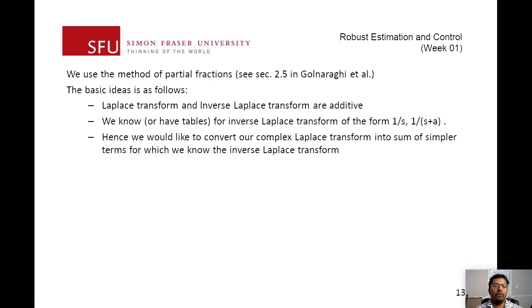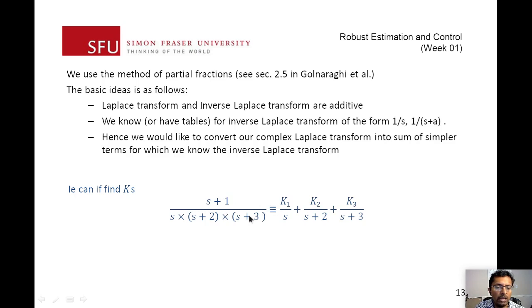For more details, you can look at section 2.5 in Dr. Goldenragi's book. The basic idea is that the Laplace transform and inverse Laplace transforms are additive. We have Laplace transforms for simple terms like 1 over s, 1 over s plus a, and so on. Hence, we'll convert our complicated fraction into a sum of simpler terms. The idea is we are going to find some constants k so that our equation here is identically equal to, and these three lines mean identically equal to, which means it's true for every value of s, the sum of these three terms.